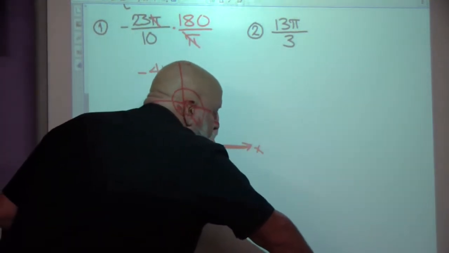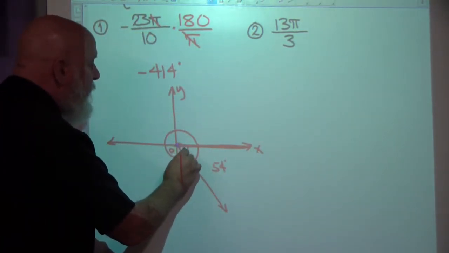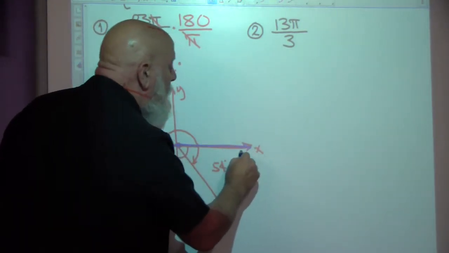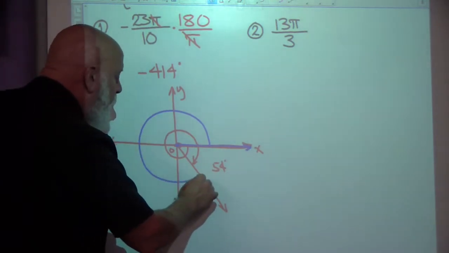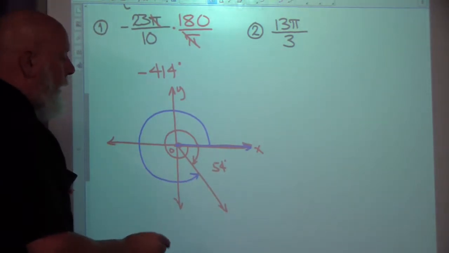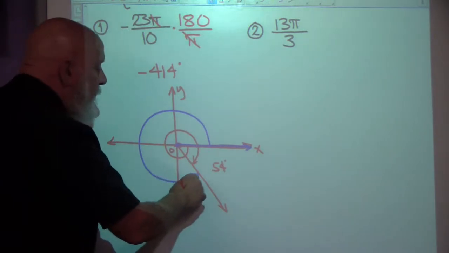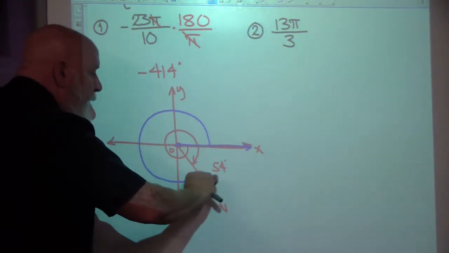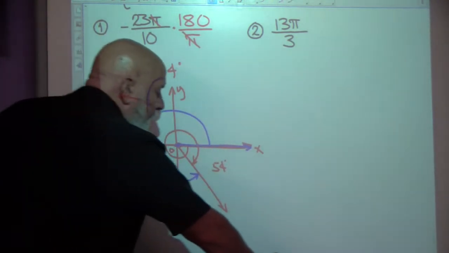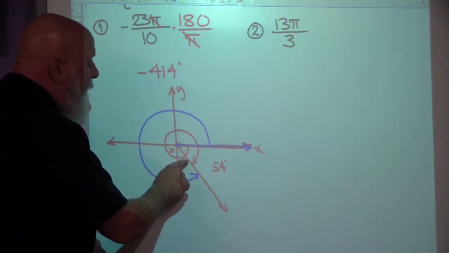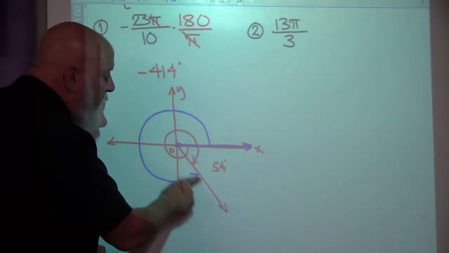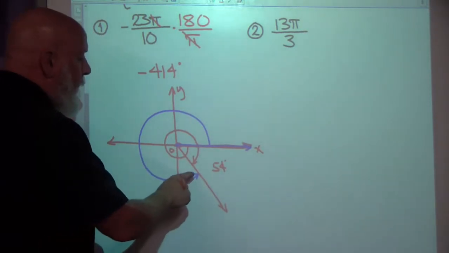What I'm looking for now is this angle, same initial side, but positive rotation, stopping in the same place. Okay, so this indicates the direction of the rotation of the terminal side. That's all it does. And this indicates the same thing. This is just an indicator that tells me which direction we're rotating this terminal side and how far.